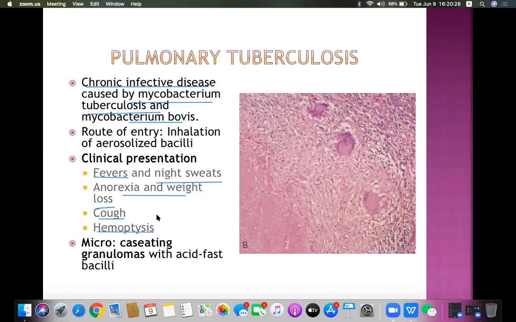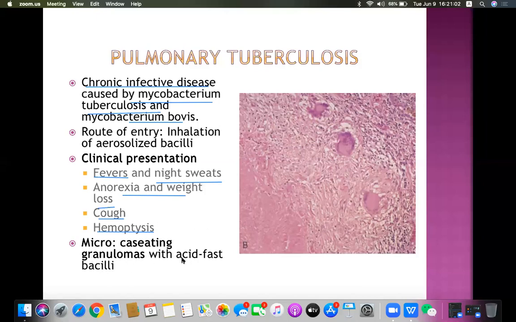Very, very common. Now, the common age group who develop tuberculosis are younger people. And these days, because of HIV and AIDS, a lot of people are getting tuberculosis all over the world. Earlier, in developed countries, very few cases of tuberculosis were present. But these days, because of the emergence of HIV and AIDS, more and more people are getting tuberculosis. So we need to know about this in detail.